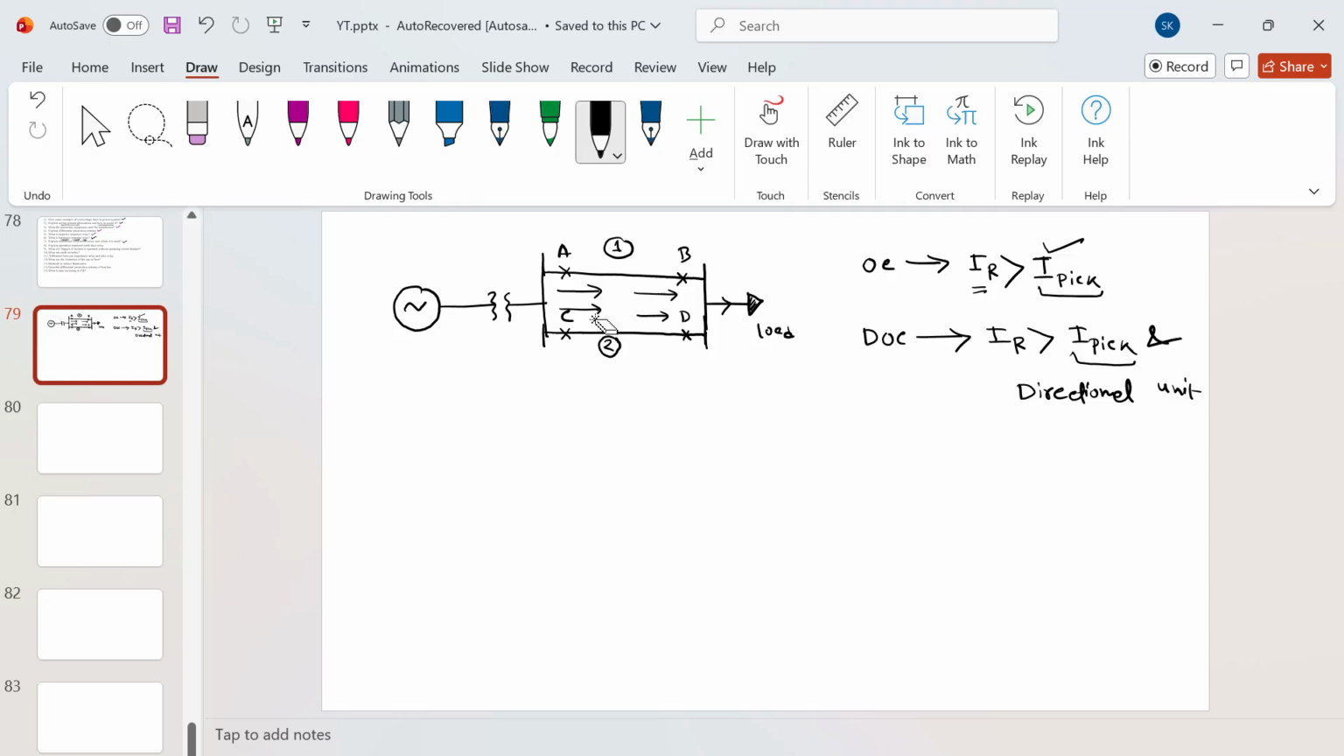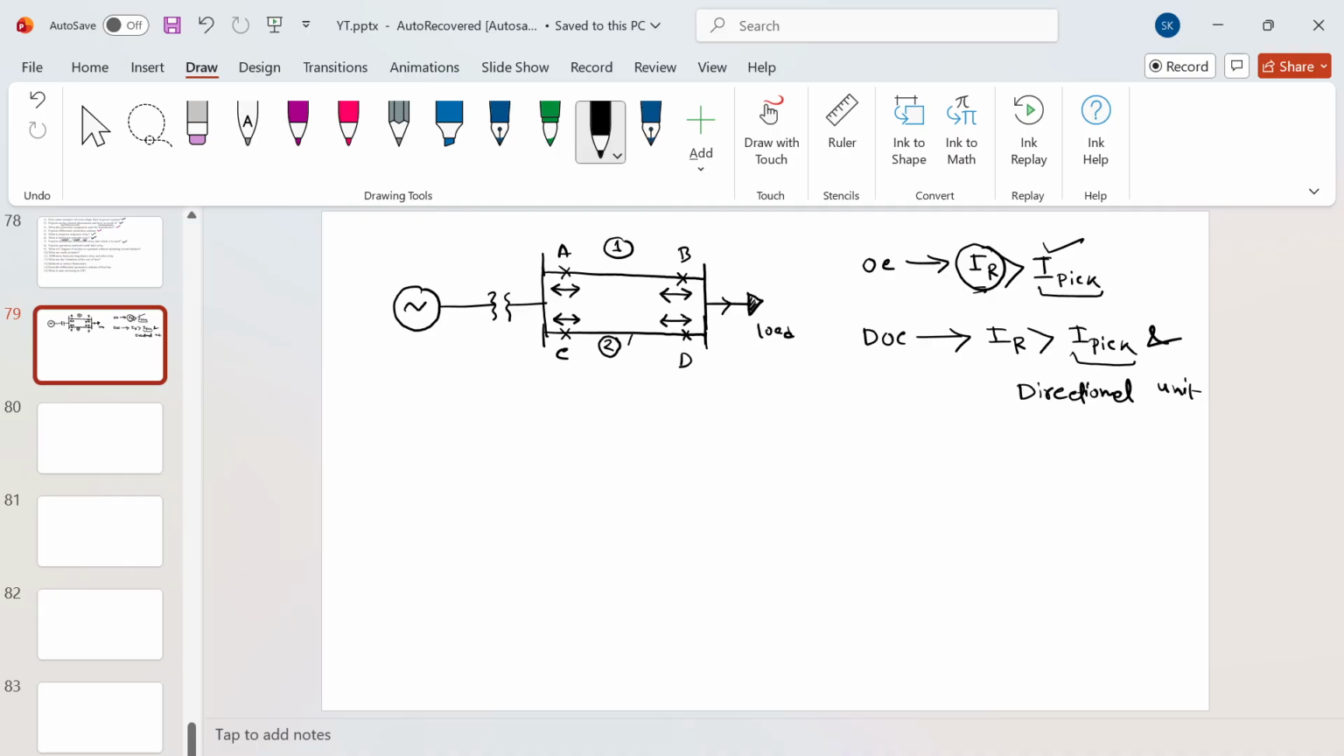Now let me take four normal overcurrent relays. So this is your C, this is your D. We represent the overcurrent relay as non-directional. It will just check the operating coil current IR. If it is more than the pickup current, that's enough for it. It will not detect in which direction the current is flowing. It doesn't even care about those things.